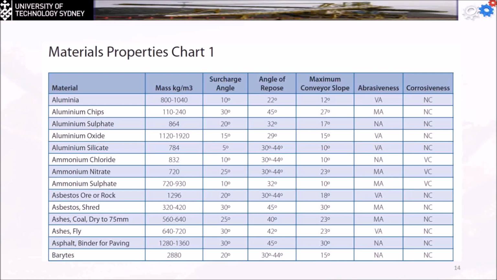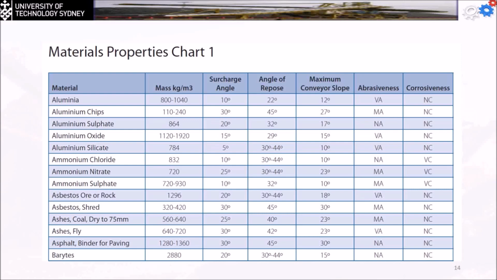So, for example, one of the examples here is ammonium chloride. You can see the density, the surcharge angle, the angle of repose, the maximum conveyor slope, the abrasiveness, and the corrosiveness. So, apart from the unknown codes, take the mass of the ammonium chloride and the angle of repose, and let's start to at least find the two digits we have to put in the material code.